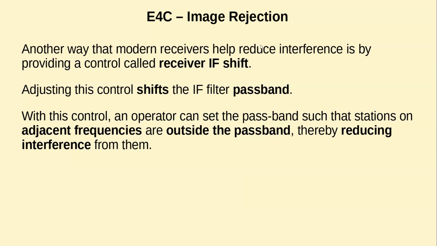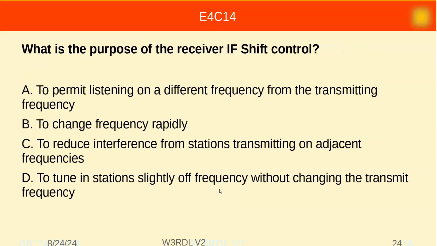Some radios have what's called a receiver IF shift. I think that's effectively, on my ICOM, what they call passband tuning, where you can adjust the IF filters. It's kind of like 2 versions of it where they're superimposed, and you can shift one left or right and the other one left or right. So you can narrow the pass band, or you can shift the pass band and kind of move it around. So you can select not just the width of the filter, but the placement of the filter. What is the purpose of the receiver IF shift control?